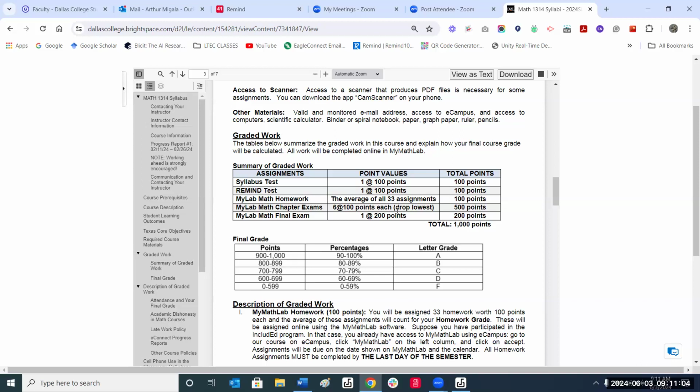All right, so again, the final exam counts 2 tests, 200 points. So that's the grade calculation.